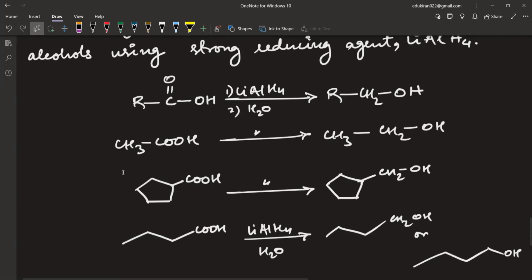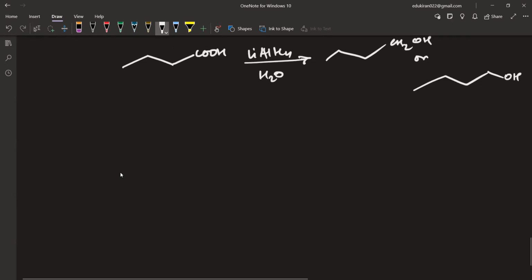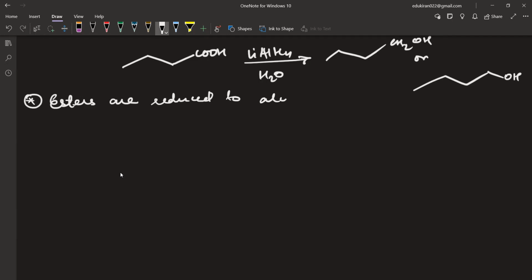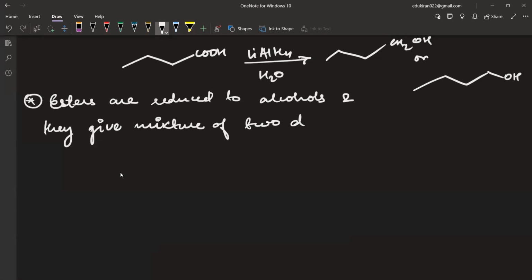Right next, esters are reduced to alcohols, and they give a mixture of two alcohols.